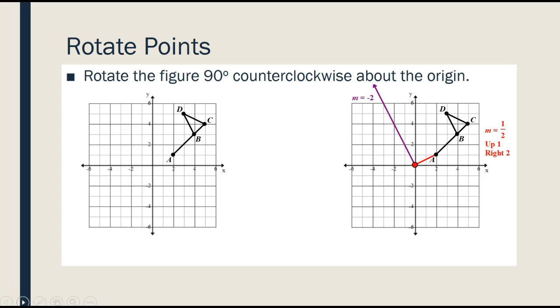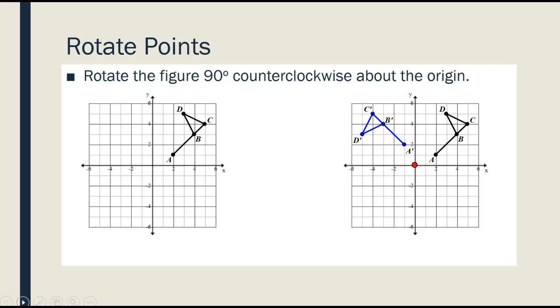Now, to maintain that distance, because the distances need to be preserved, I have to go up 1, right 2, or an equivalent motion to get to my new point. So I'm going to go left 1, up 2. And now my red segment and my blue segment are perpendicular. It's 90 degrees. And that's the position of my A prime. This seems kind of complicated or long, so let's fast forward through finding the rest of the points.